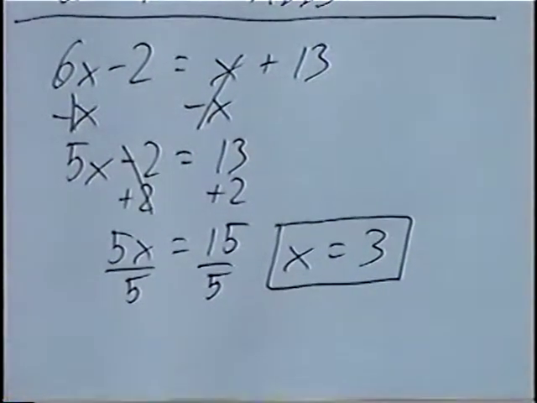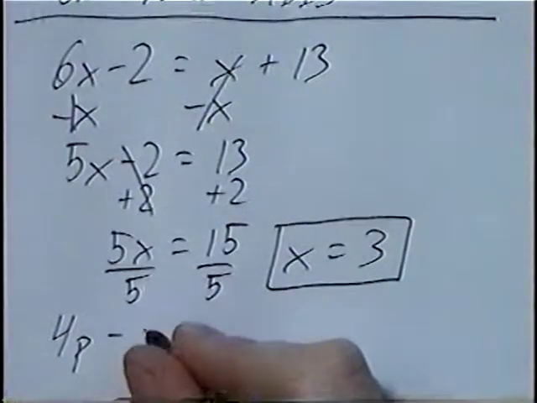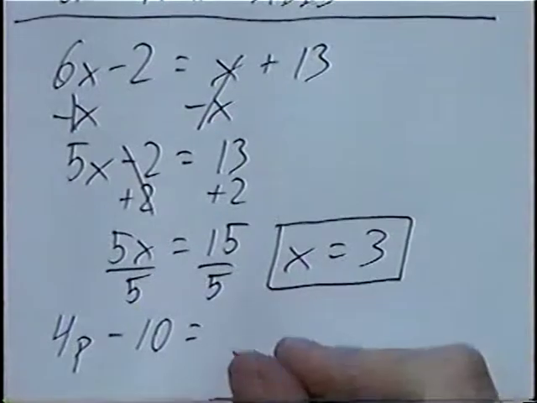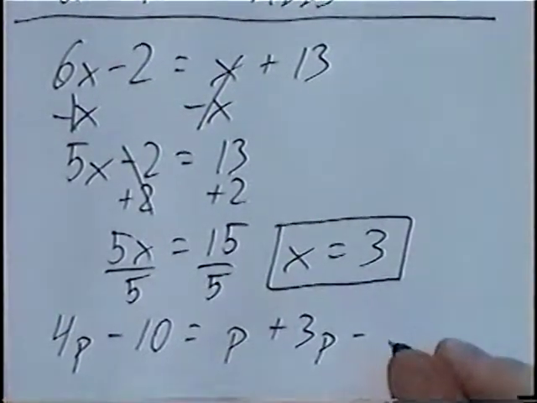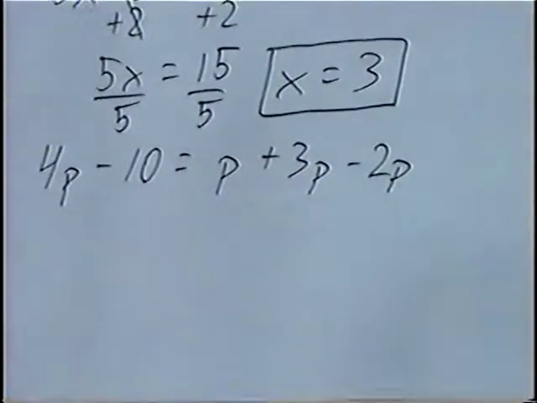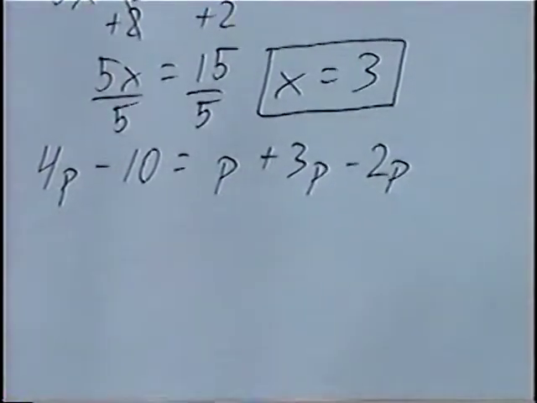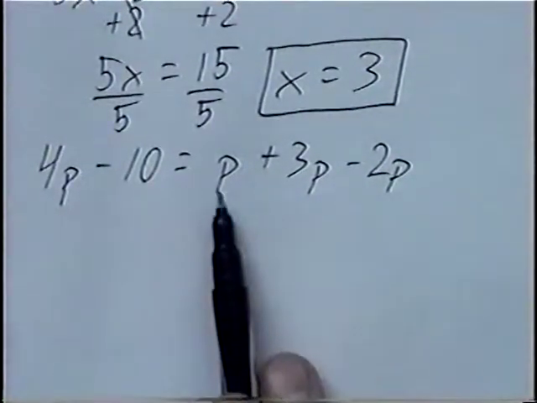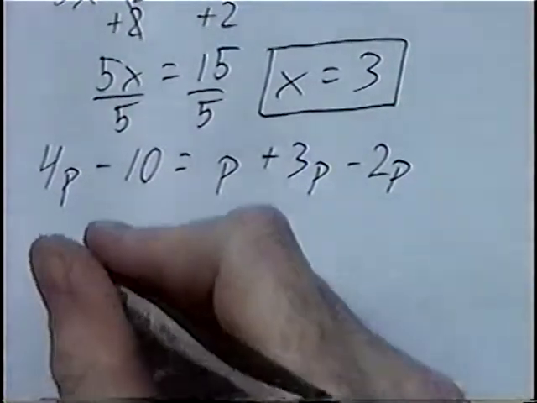Second equation and last equation for the section. 4p minus 10 equals p plus 3p minus 2p. Looking at this equation, we have many variables. On the right hand side, we have 3 variables or 3 like terms. We can actually combine all these together.